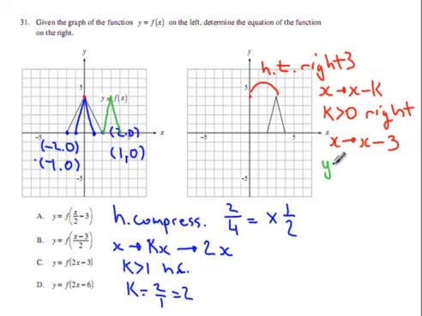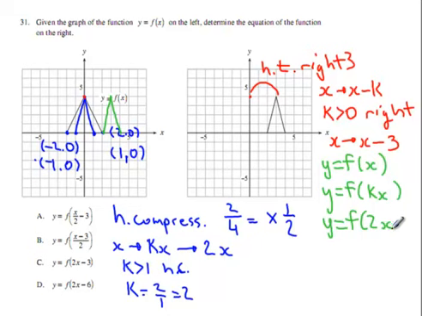Starting off with y equals f of x, we're going to apply the two transformations in order, remembering that first we're going to do the compression and we must do the translation next. So first with the compression, y becomes f of, and we're going to replace our x with kx, or in this case y equals f of 2x. Here's our first transformation. Next transformation is x to x minus 3.